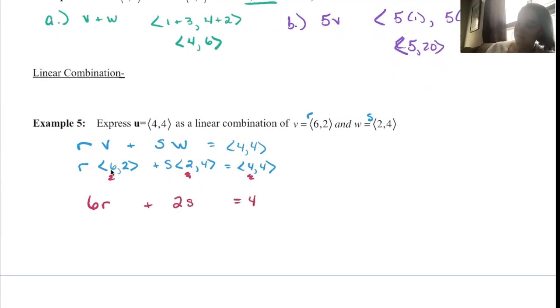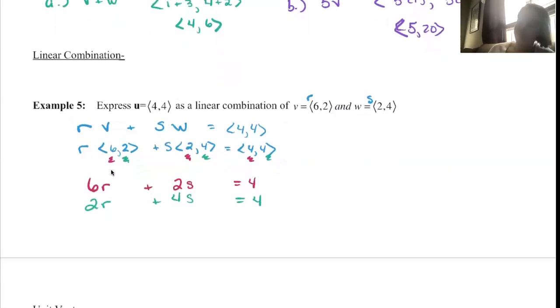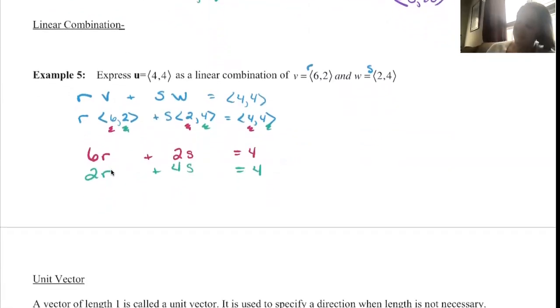And then you're going to go through with your y components and do the same thing. This time we say, here's the 2, here's the 4, here's the 4. We would say 2r plus 4s is equal to 4. And then you have to go through and solve them. So do you remember Algebra 1, systems of equations? That's what we're looking at here.